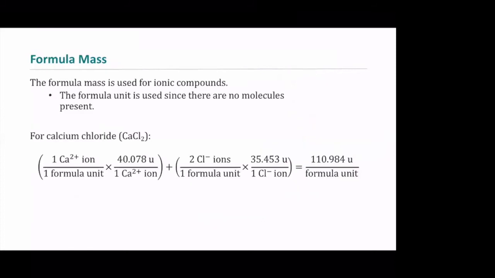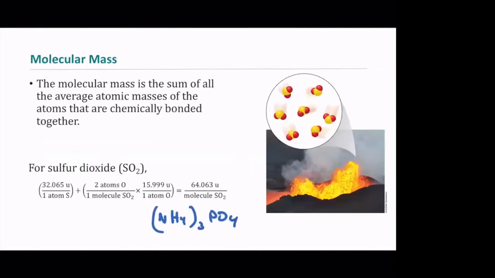Formula mass. Now, this always annoys me. I wish they would just call everything a formula mass. And we call this a formula mass because calcium chloride is an ionic compound, and there are no molecules. So molecular mass doesn't make sense. I wish they'd just call everything a formula mass. This would be a formula mass. So formula mass is used for ionic compounds. Molecular mass is used for molecular compounds.